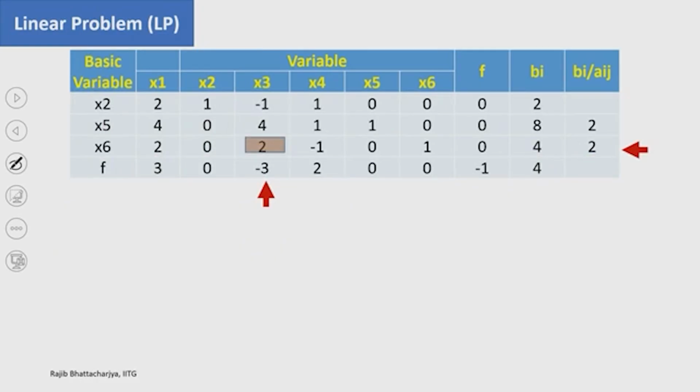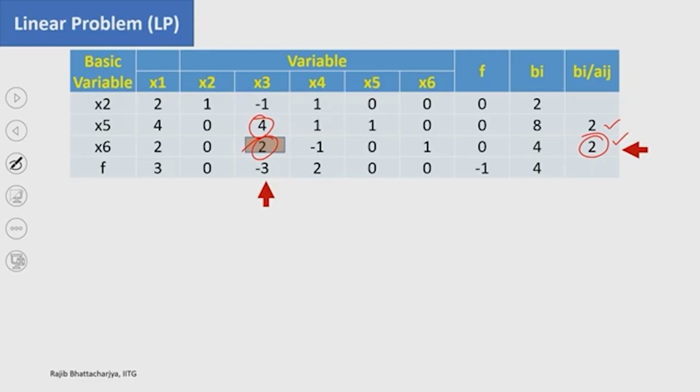So now what can I do? Let us see if I consider this as a pivoting element. Earlier we have considered this, but as I said, when the ratio is equal, the ratio is 2 and 2, so you can select one of them. Earlier we selected the first one; if I select the second one, then this will be your pivoting element.